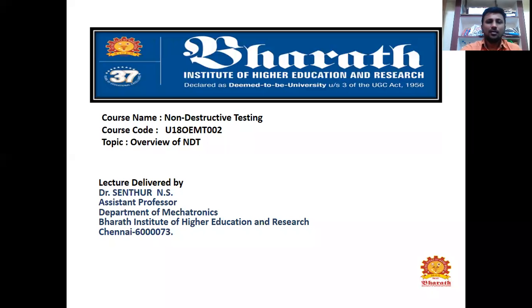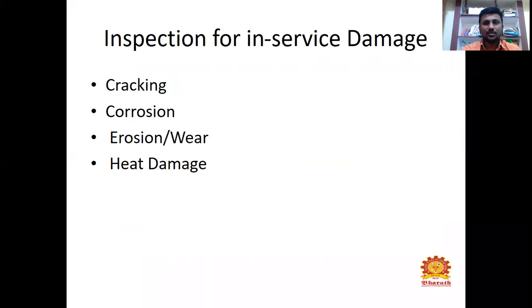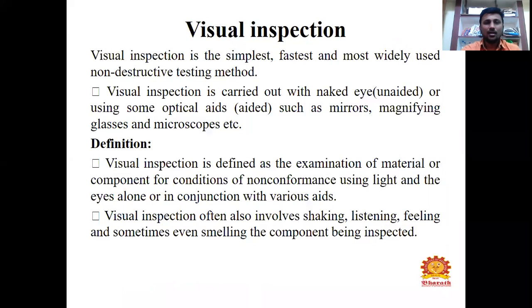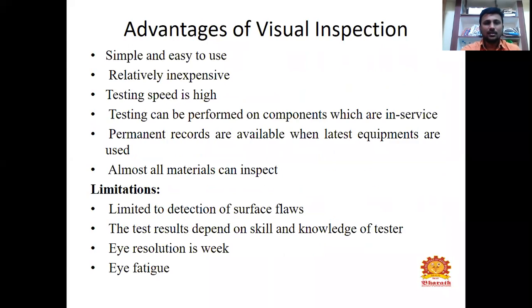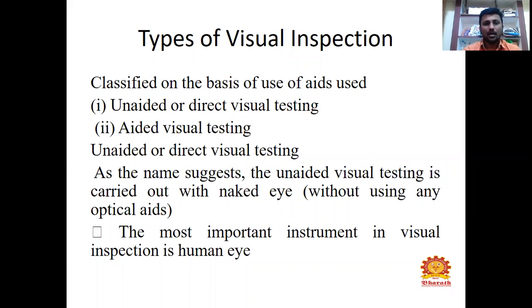Now we see the differences in the visual inspection methods, starting with the aided visual testing method. The aided visual testing method uses magnifying glasses and mirrors, with which we can check for cracks and defects. That is called the aided visual testing method.